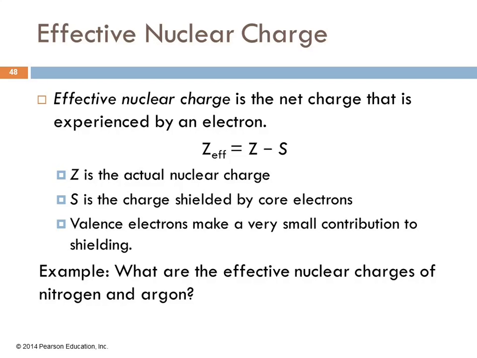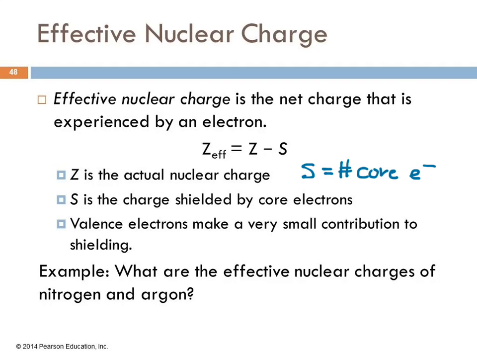It made sense to at least a couple people, so we'll go on. So effective nuclear charge is the net charge experienced by an electron. So if you want to be more mathematical about it, you say the effective nuclear charge is the actual nuclear charge, the atomic number, the number of protons, minus S, where S is the charge that's shielded by the core electrons. So S basically is the number of core electrons. Valence electrons make a very, very small contribution to shielding.